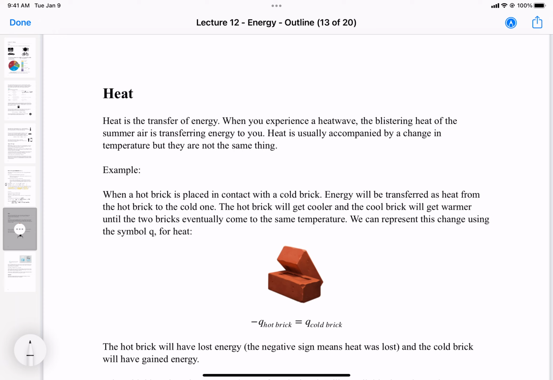Okay. So when it's really hot, what you're feeling is thermal energy. So heat is energy given off by increasing temperature, right? When you have a heat wave, the blistering heat of the summer air is transferring energy to you, which got that energy from the sun. So heat is usually accompanied by a change in temperature, but they are not the same thing.